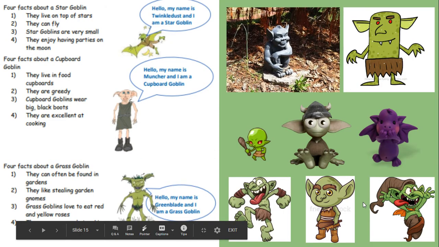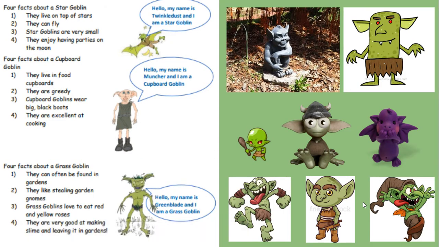So I have some goblins here, and I've written some facts about them. Four facts about a star goblin. They live on top of stars. They can fly. Star goblins are very small. They enjoy having parties on the moon. Hello, my name is Twinkledust, and I am a star goblin.